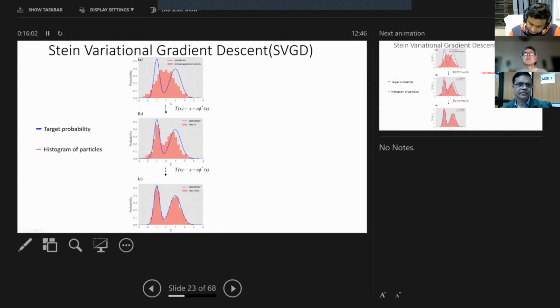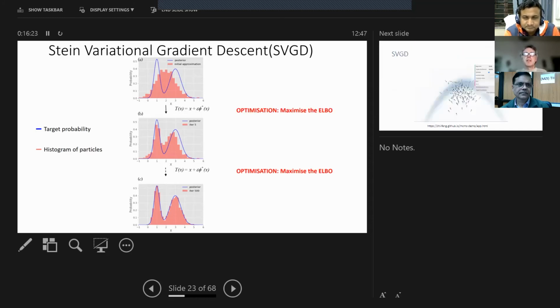And as we do that, and we just do it iteratively over and over again, after only 5 iterations, the samples have redistributed themselves to represent this shape. And after 500 iterations, they're giving a very good approximation to the posterior distribution. And again, the nice thing about this is it's purely optimization based. So we're maximizing the ELBO.